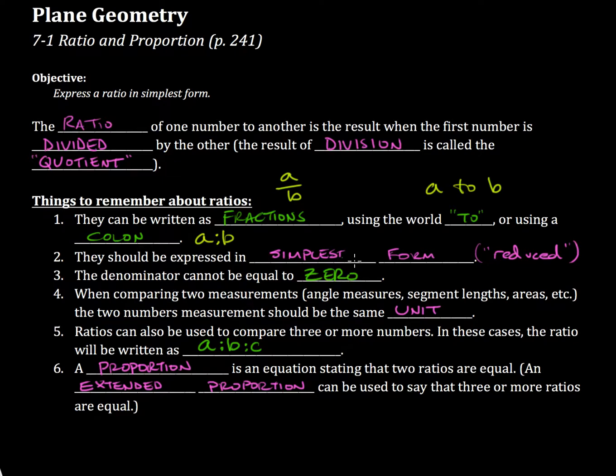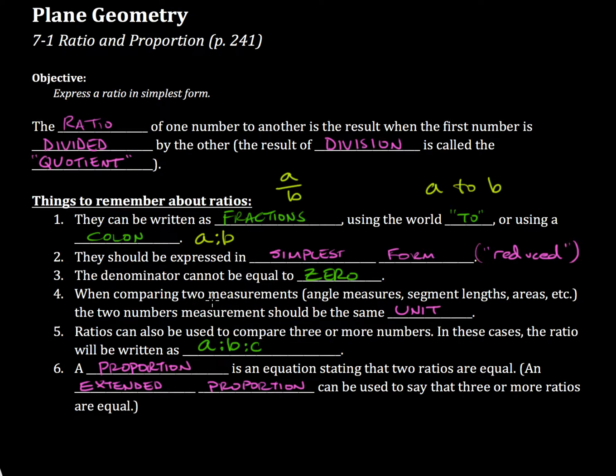They should be expressed in simplest form, or as many of us would think of it, reduced. So we know that when we see a fraction, we always want to try to reduce it, dividing the numerator and the denominator by the same thing. We're going to do the same thing with ratios. Even if they're written with colons or with the word "to," we're still going to try to divide both numbers by the same thing to get the ratio down into simplest or reduced form. Because we're dividing, we cannot have the denominator equal to 0, because you're not allowed to divide by 0. That's against the laws of mathematics. So we always remember that the bottom number cannot be 0.